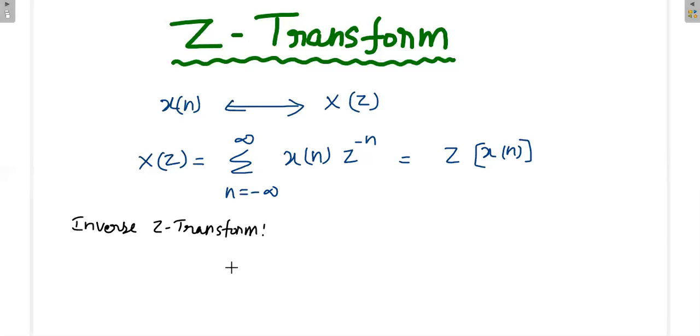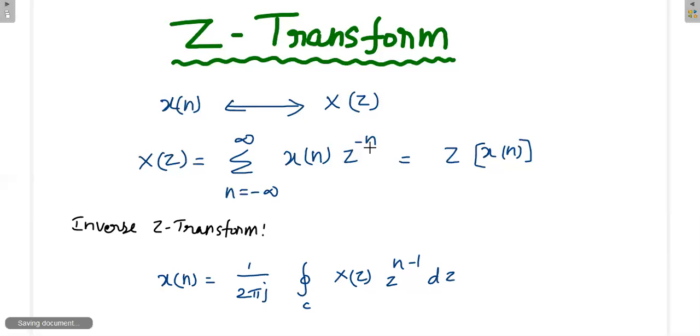That is, from X of Z, how to calculate x of n. So x of n is equal to 1 by 2 pi j, closed contour integral C, X of Z, Z power n minus 1 dz. In general, we'll be using the first formula, the Z transform formula. But even to calculate the inverse Z transform, mostly we will not be using this formula.